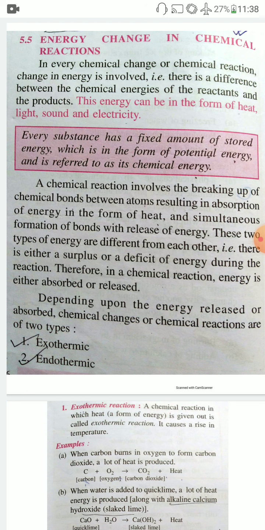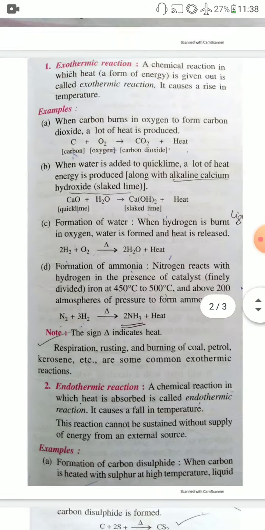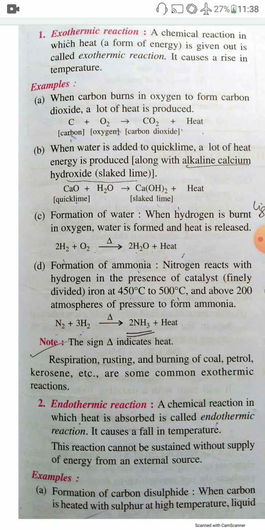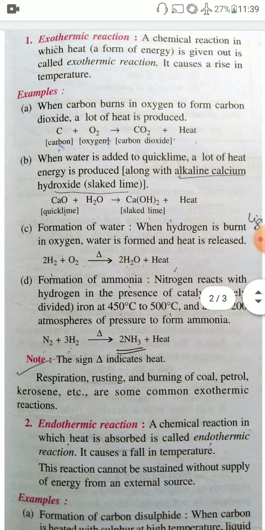Depending upon the energy released or absorbed, chemical reactions are of two types. One is exothermic, another is endothermic. Now let's see what exothermic and endothermic chemical reactions are. An exothermic reaction is a reaction in which heat in the form of energy is given out, and it causes a rise in temperature. So those reactions in which heat, that is energy, is given out are called exothermic reactions.